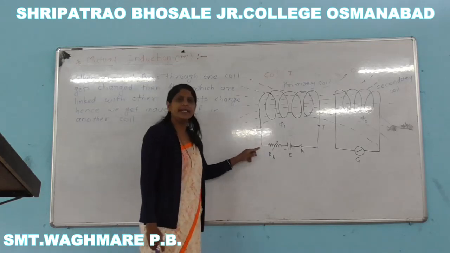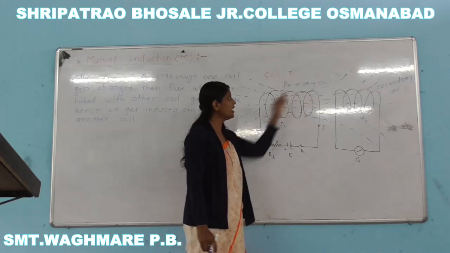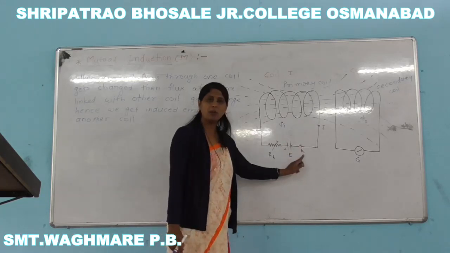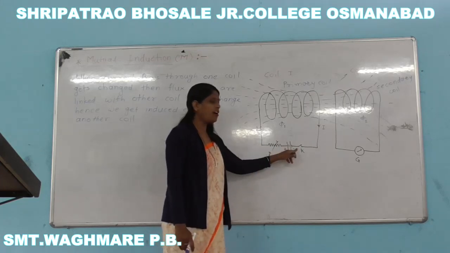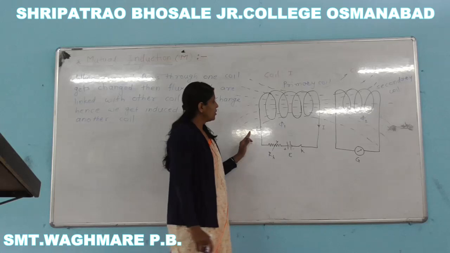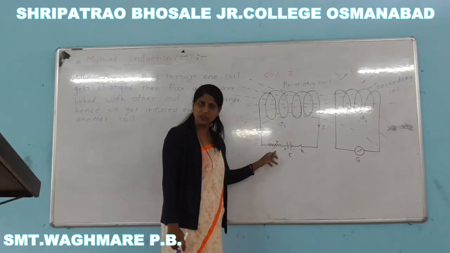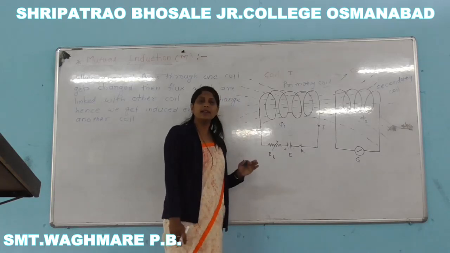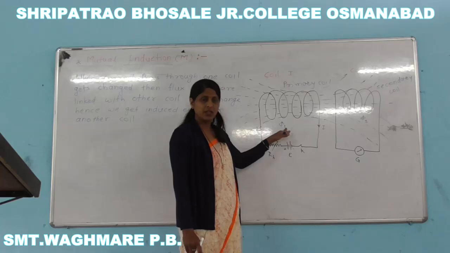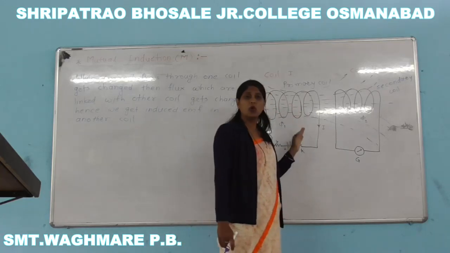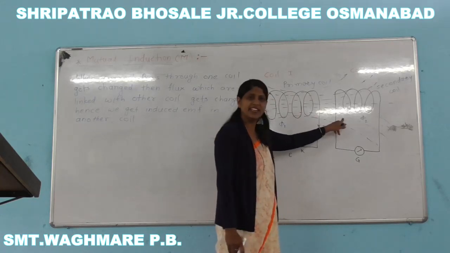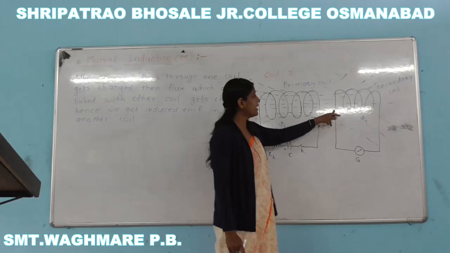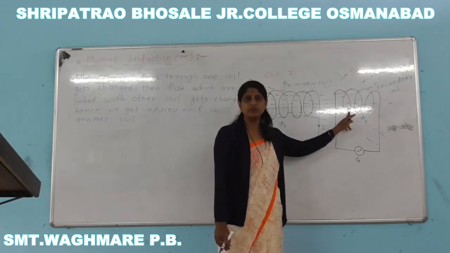Then when the current passing through the primary coil is changed, by using the rheostat or the key, when we switch this key on and off, the current changes in this circuit. We can also change the value of current by using the rheostat. When the current changes, the magnetic flux linked to this coil also changes, and since the second coil is placed in the magnetic field due to the first coil, the flux passing through this coil also changes.